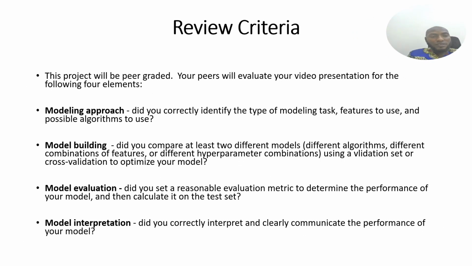The review criteria. The peer review will be graded based on four criteria. One, model approach. You want to see whether the model is correctly modeled, like identifying the type of modeling task, features to use, and possible algorithm to use. Two, model building. Did you compare at least two different models, different algorithms, different combinations of features, or different hyperparameter combinations using a validation set or cross validation to optimize your model?